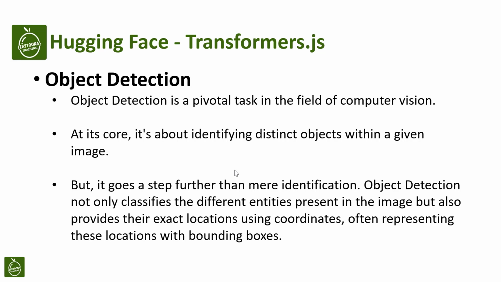Object detection is a crucial job in computer vision. Essentially, it identifies separate items in a picture. It does more than just recognizing them. Object detection tells us what objects are present and also pinpoints their exact spots using coordinates. These boxes help us know the precise location of each thing, and this is super useful in areas like watching over places, in robots, and many other applications.